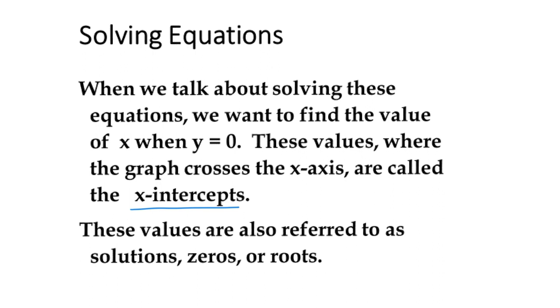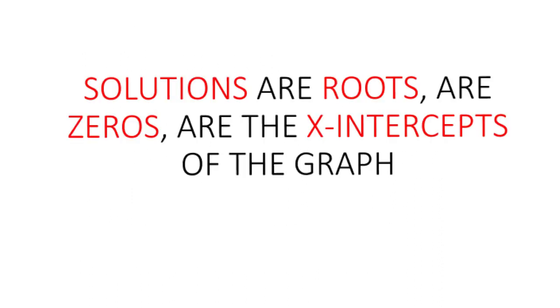All right, when we're talking about solving these equations, we're talking about finding the value of x when y is 0. This is actually your definition of an x-intercept. So the solutions to a quadratic equation are the x-intercepts. They can also be called zeros or roots. And this statement is very, very important. These words can be mixed in different orders. Solutions are roots, or zeros are the x-intercepts of the graph.